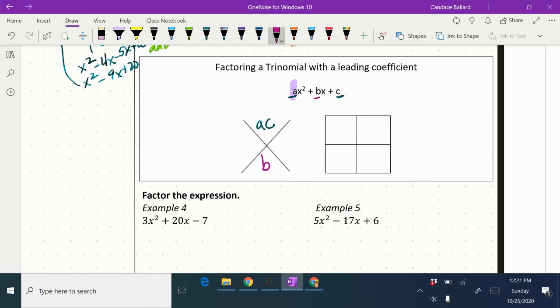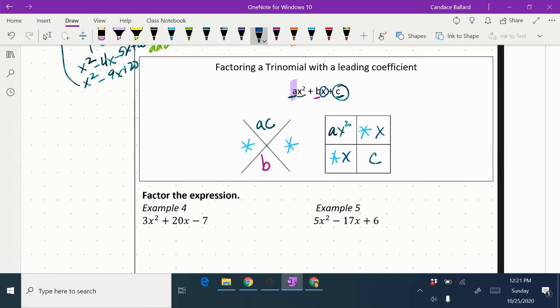Then I'm going to set up this box over here. In this box, I'm going to put the a followed by the x squared here. I'm going to put the c in the bottom right, okay? Then I take whatever I got in the magic x, and those become the other two places. It doesn't matter what they are, and I'm always going to follow them by what's in the middle. So it doesn't matter what places those are.